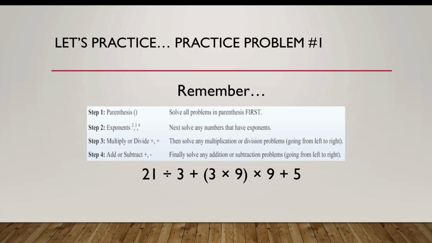So let's take a moment and practice. Remember to solve all the problems in parentheses first, then look at your exponents, then multiply and divide from left to right, then add and subtract from left to right. So for the problem 21 divided by 3 plus 3 times 9 plus 5, what should the answer be? Take a moment to work it out, pause the video, and then come back to see the correct answer.